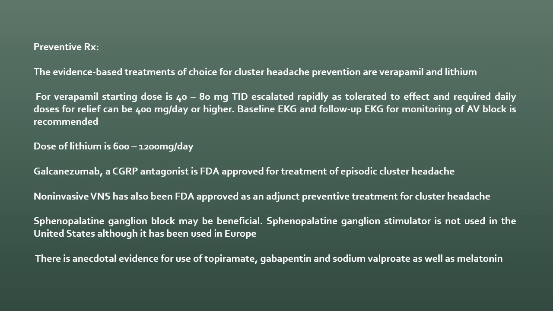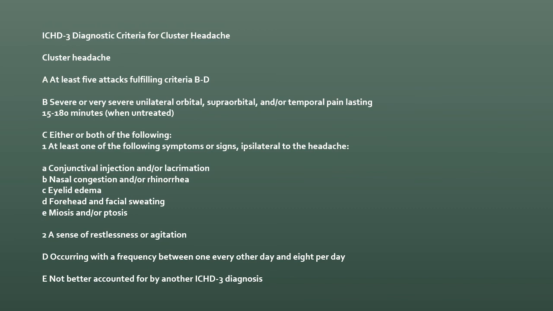Galcanezumab, a CGRP antagonist, is FDA approved for treatment of episodic cluster headache. Non-invasive VNS has also been FDA approved as an adjunct preventive treatment for cluster headache. Sphenopalatine ganglion block may be beneficial. Sphenopalatine ganglion stimulator is not used in the US, although it has been used in Europe. There is anecdotal evidence for use of topiramate, gabapentin, and sodium valproate, as well as melatonin. ICHD-3 diagnostic criteria for cluster headache are given below.